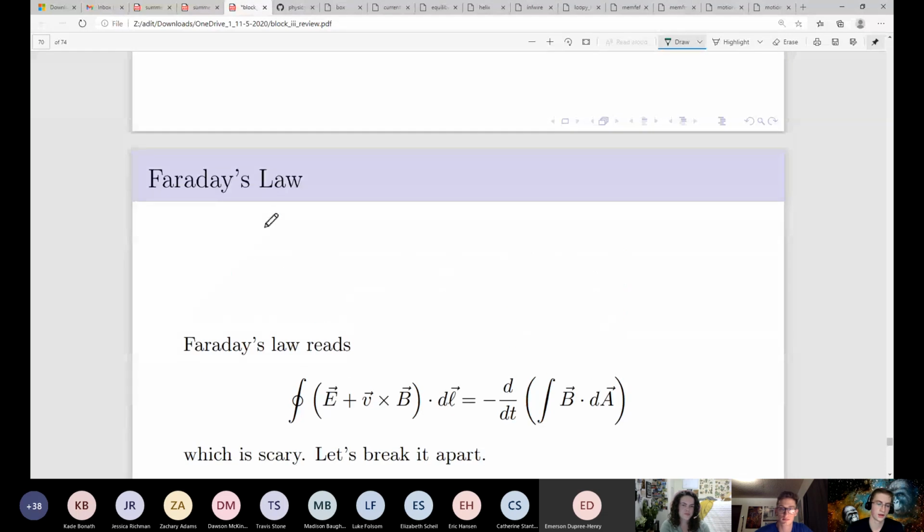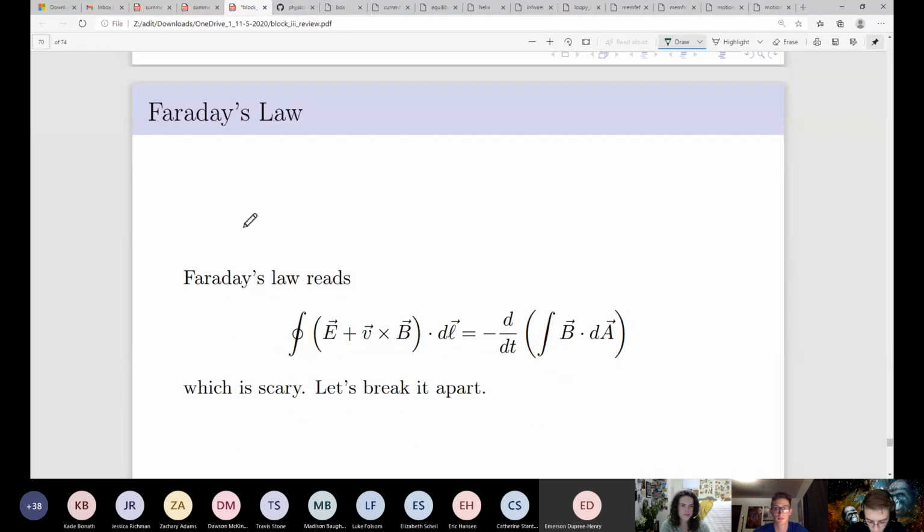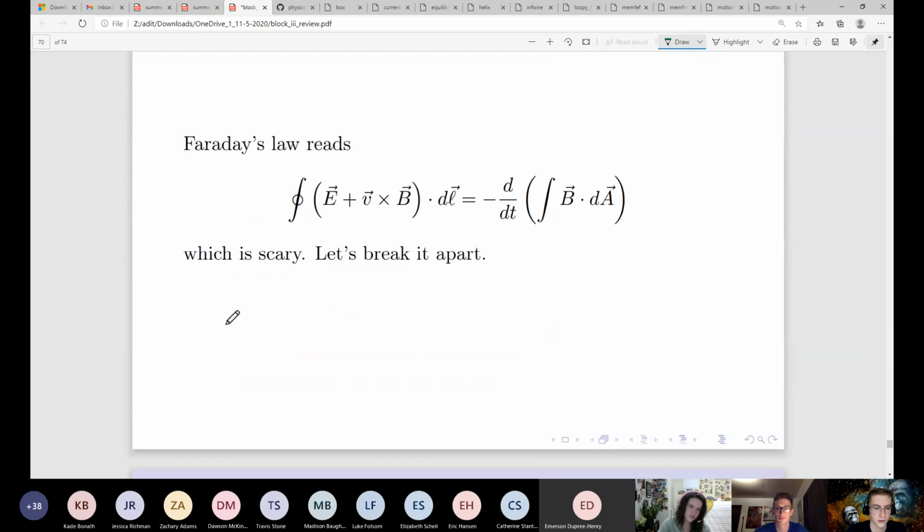All right. And now for the last topic that is examinable, because the exam covers through topics 3F, and 3F is Faraday's law part 2. So this is pretty much, once we get through here, we're done with the concepts review. Let's look at Faraday's law.